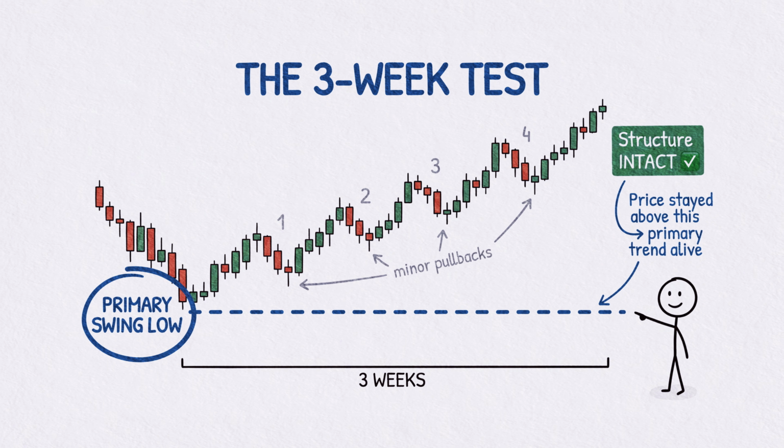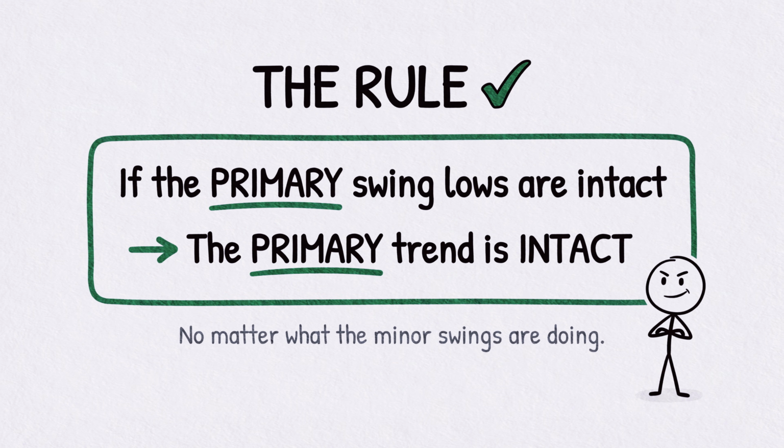Here's a simple way to see this. Imagine price makes a strong move up over 3 weeks. Along the way, there are 4 small pullbacks, each lasting a day or two. Those 4 pullbacks create 4 minor swing lows. But the primary swing low is at the very bottom, where the 3-week move started. As long as price stays above that low, the primary structure is intact, no matter how many minor pullbacks happen along the way. The rule: always identify which swing belongs to which tier. If the primary swing lows are intact, the primary trend is intact, no matter what the minor swings are doing.